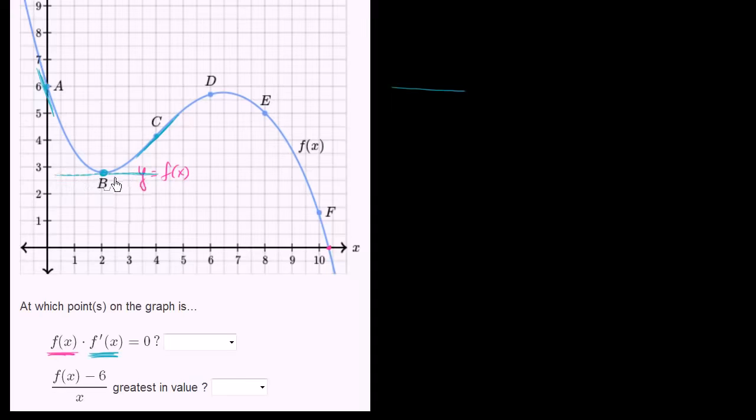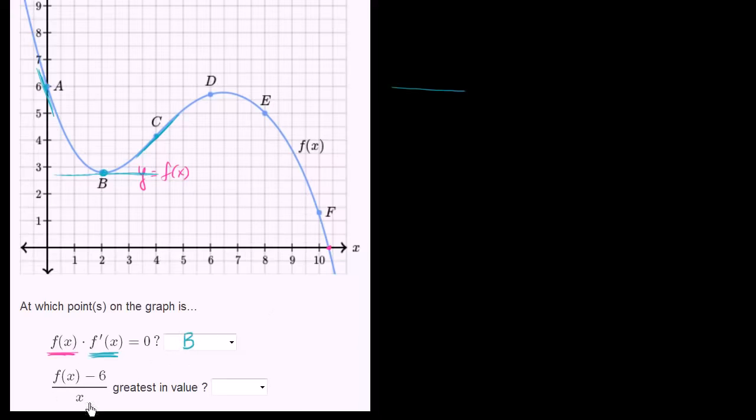Or another way you could think of it is the instantaneous rate of change of the function right at x equals 2. If this is x equals 2, it looks like it's pretty close to 0. So out of all of the choices here, I would say only B looks like the derivative at x equals 2, or the slope of the tangent line at B, looks like it's 0. So I'll say B right over here.